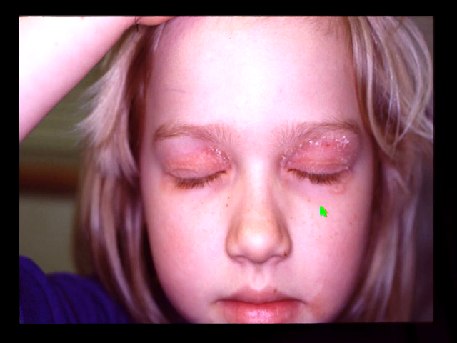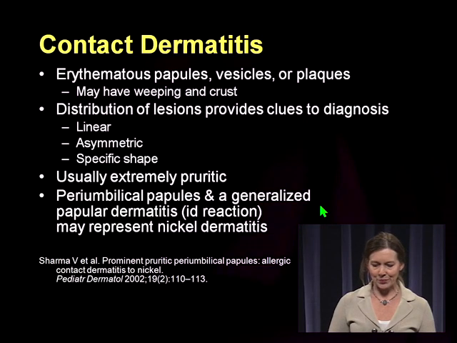This is an example of a patient that just has skin lesions around her eyes. So this patient most likely has an allergic contact dermatitis. So again, very similar in appearance, but it's the age of onset and the distribution that's your clue. I think we've touched on all of that.